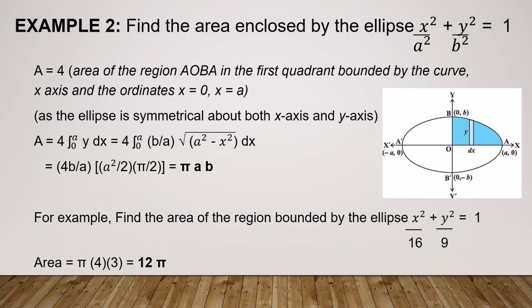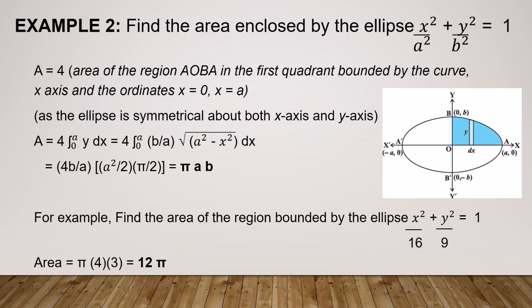It is bounded by the curve, means the equation of the ellipse, the x-axis and the ordinates x is equal to 0 and x is equal to a. Correct? And why is this true? Because it is symmetrical about the x and y axis. So area will be 4 into integral 0 to a y dx.